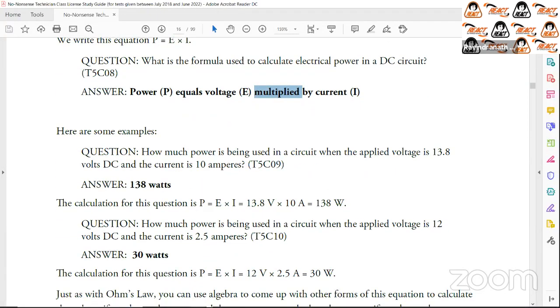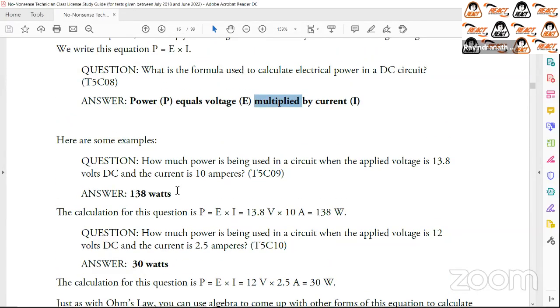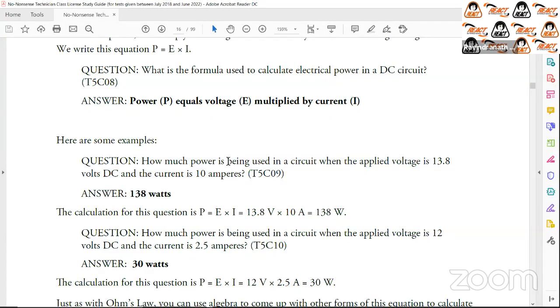Let's quickly look at a couple of calculations associated with that formula we just learned. P is equal to E multiplied by I. The question is, how much power, that means we're solving for power equals something, how much power is being used in a circuit when the applied voltage is 13.8 volts DC and the current is 10 amperes?